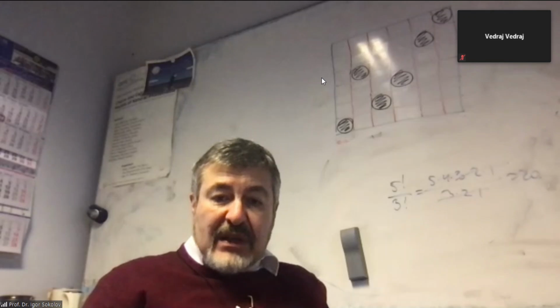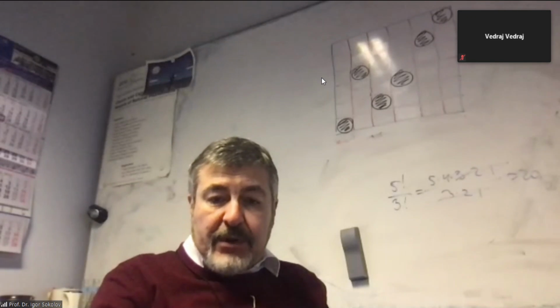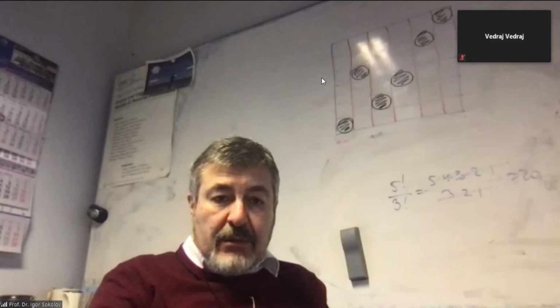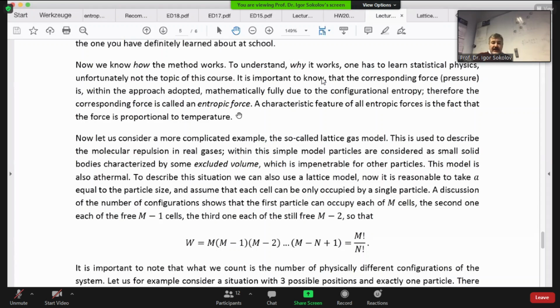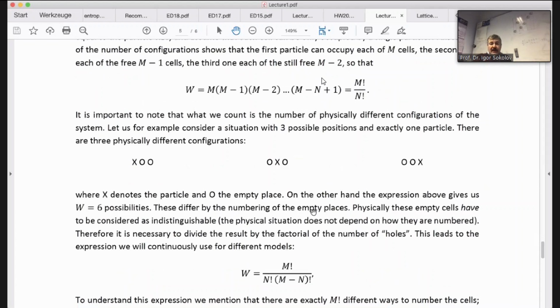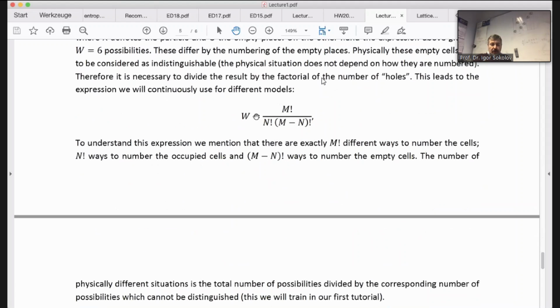But what we will really need is this example with the lattice gas. And therefore, let me share my screen again and let's discuss this. So here I discuss what we already discussed. This is the number of sortings of distinguishable objects. And this binomial coefficient is the number of sortings of indistinguishable objects.